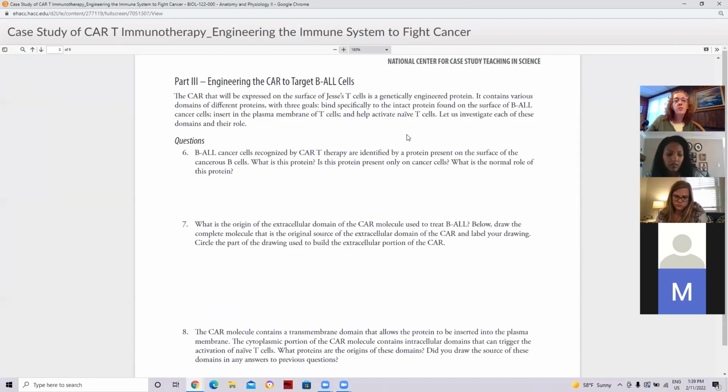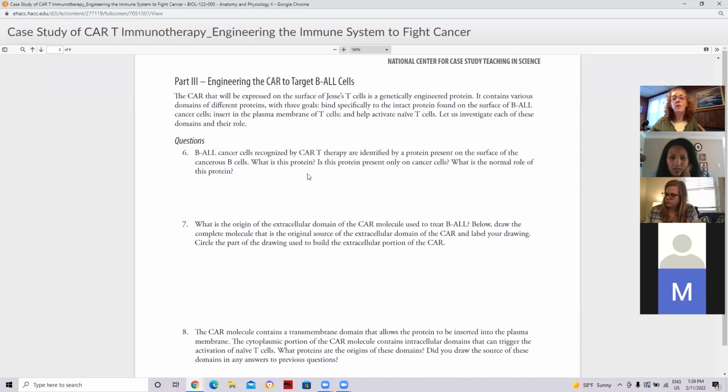So the CAR that will be expressed on the surface of these T cells is a genetically engineered protein. It contains various domains of different proteins with 3 goals: to bind specifically to the intact protein on the surface of B-ALL cancer cells, insert in the plasma membrane of T cells, and help activate naive T cells. Let us investigate each of these domains and their roles. This is where we're going to skip through some of this stuff. Bear with me here. B-ALL cancer cells are identified by a protein present on them.